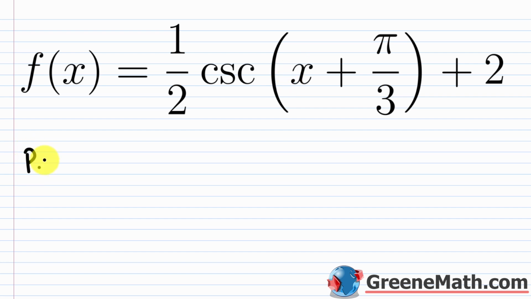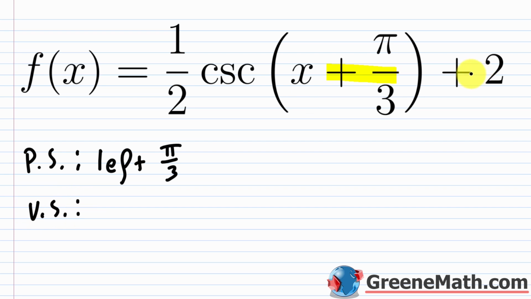You can immediately just get the phase shift and say that we're going to go left by pi over 3. Again, you've got to undo what's being done to x. You have plus pi over 3, so that means you need to do minus pi over 3. So that tells me I'm going left pi over 3. And then in terms of your vertical shift, you're going to have plus 2 here. So that means I'm going up 2.